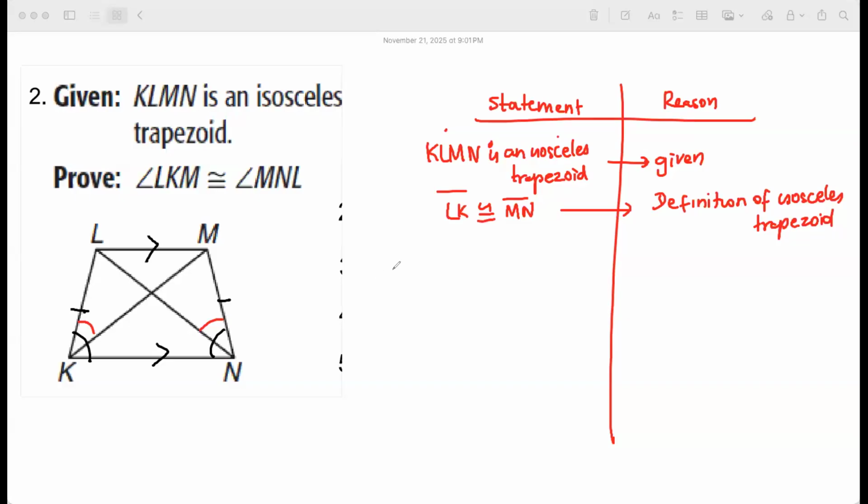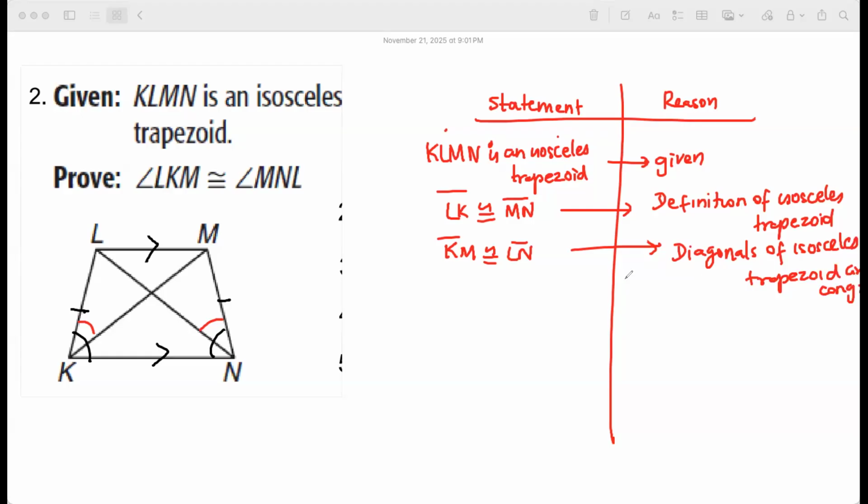KM is congruent to LN. Why? Because of the definition of isosceles trapezoid. Yeah. Okay. I don't know how to say it again like that. So let me say KM and LN, diagonals are congruent. Diagonals of an isosceles trapezoid are congruent. Next.